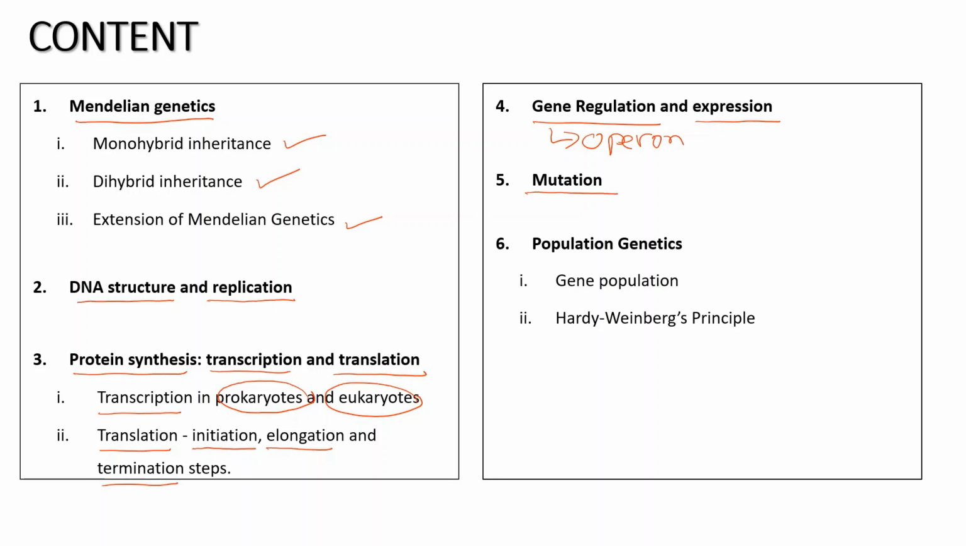Next is mutation. We are going to look at what mutation is and examples of mutation. The last one is population genetics. In this subtopic, we are going to look at gene population and Hardy-Weinberg principles.